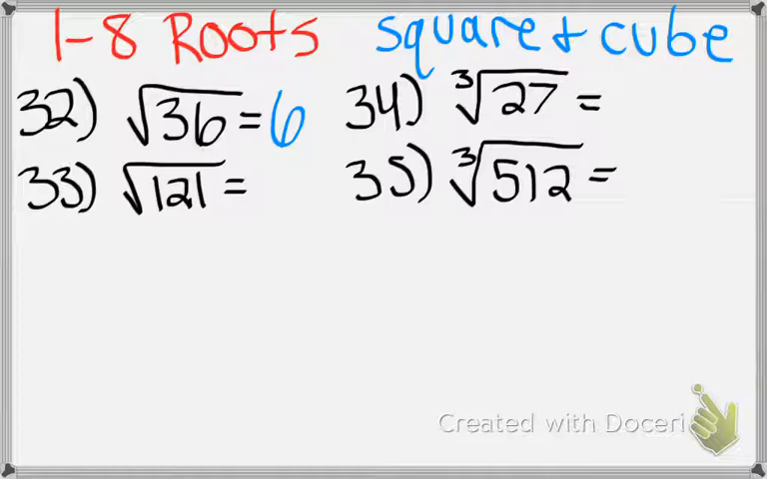Now, take a moment, hit pause, try number 33. Alright, square root of 121, that is 11. 11 times 11 equals 121.